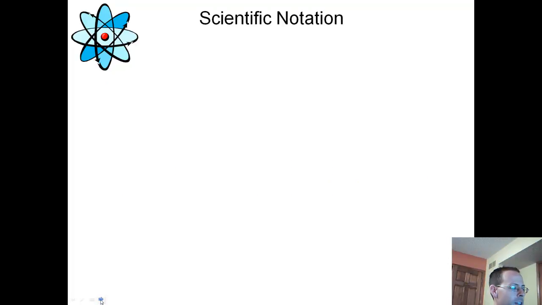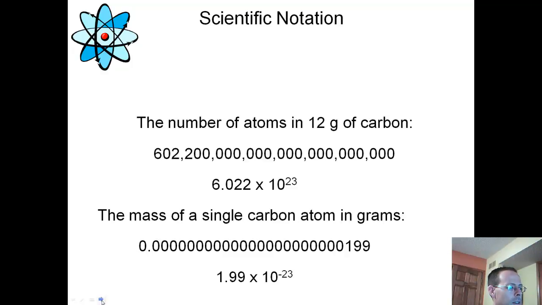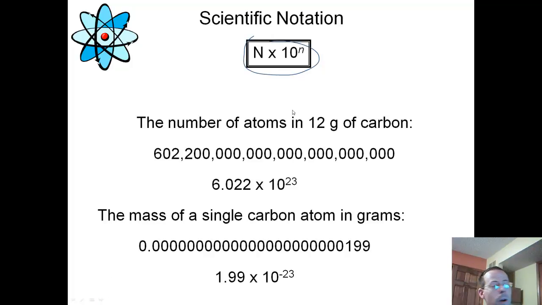Alright, scientific notation. Again, this should be a review from Gen Chem, or from a math class that you probably had eons ago. But scientific notation, I'll put this at the top. Here we go. In your notes, N times 10 to the little n. This is how scientific notation always looks. And big N is always going to be some value between 1 and 10.